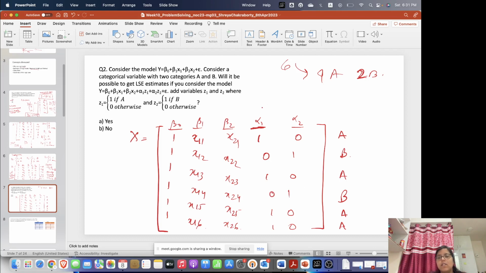Here again, if we just sum these two columns up, corresponding to alpha 1 and alpha 2, like I shouldn't write alpha 1 plus alpha 2. Let's say this is C1, C2, C3, C4 and C5. So if we do C4 plus C5, we would get C1.